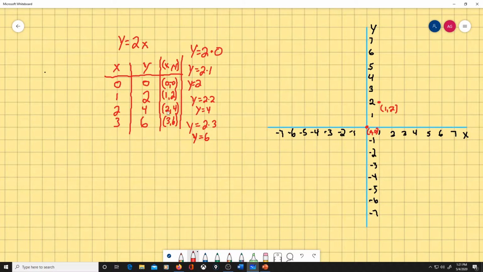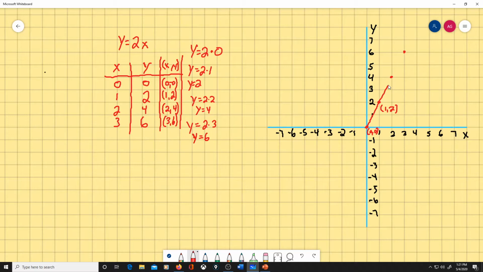Now we're going to go over to 2, 4. So we're going 2 to the lobby, and we're going up 4. All right. And again, let's go to the last point here. We have 3, 6. So we'll go over to 3. 1, 2, 3 over to the right because it's positive, and we're going to go up to 6 because it's also positive. So again, now I could graph this line.